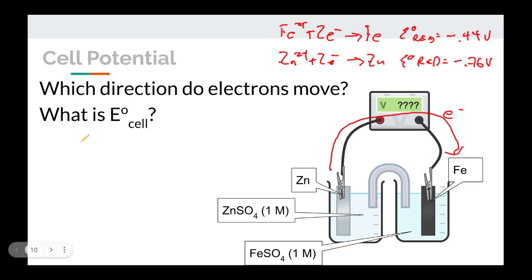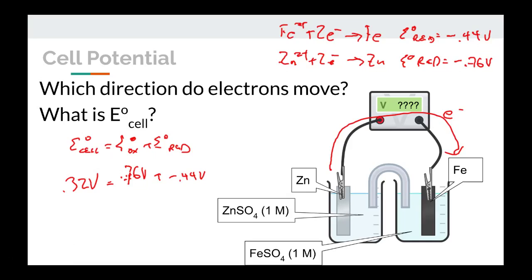What's the value of cell potential? Well, zinc is actually being oxidized. So if we think about the fact that cell potential is oxidation potential plus reduction potential, the oxidation is at zinc, and so the oxidation potential is positive 0.76 volts, because it's the negative of the reduction potential. And the reduction potential is negative 0.44 volts, because the thing that actually gets reduced is the iron. And when we sum those together, we get 0.32 volts.